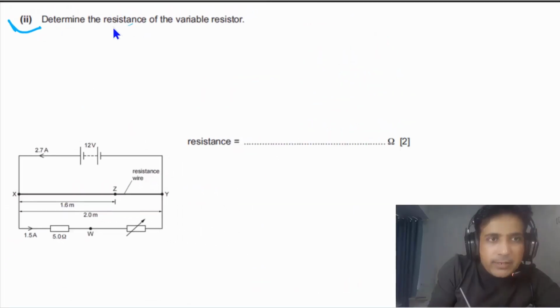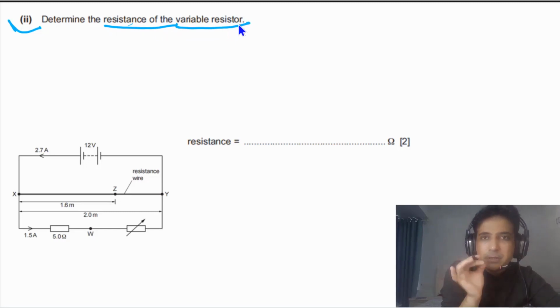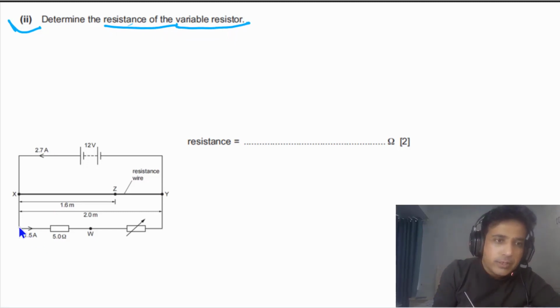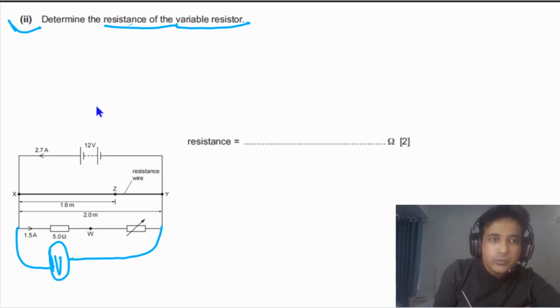For the second part, we need to determine the resistance of the variable resistor. The best way to answer this question is to connect a voltmeter across these two resistors. So this is our voltmeter, connected across these two resistors. The reading of this voltmeter has to be equal to the EMF of the power supply, because the power supply has no internal resistance. So this has to be equal to 12 volts.